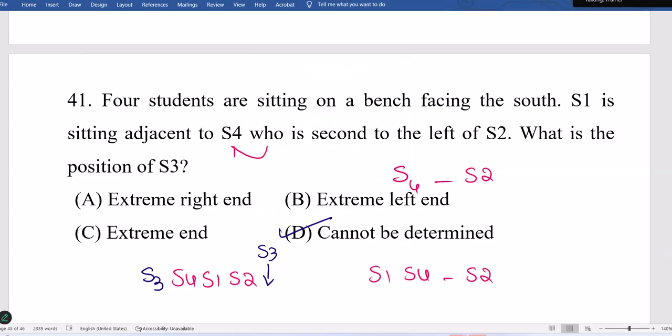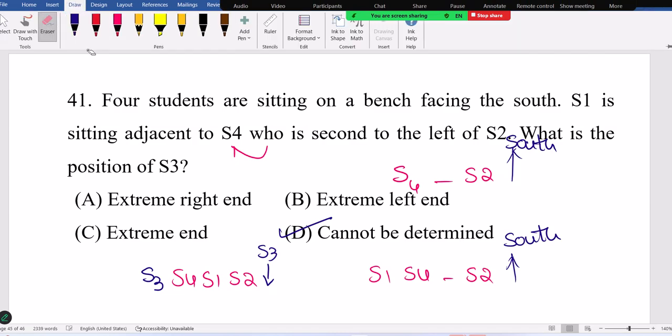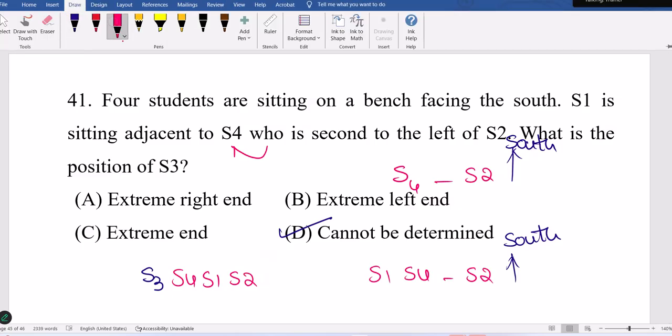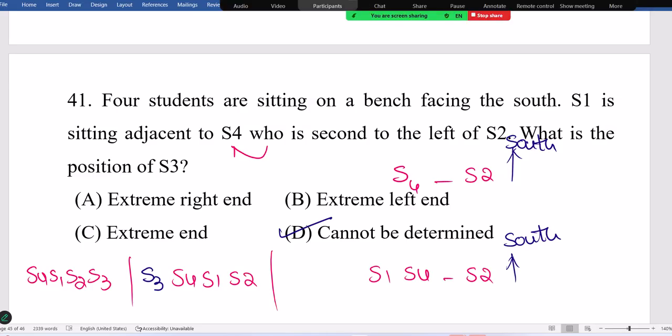Yeah, facing south also nothing wrong. I'm taking this is south side. See, on paper, nothing wrong. This is my south side. That position is my south. This is one possibility. The other possibility S4, S1, S2. Simple question, but there is lot to do mistakes. Are you understanding?